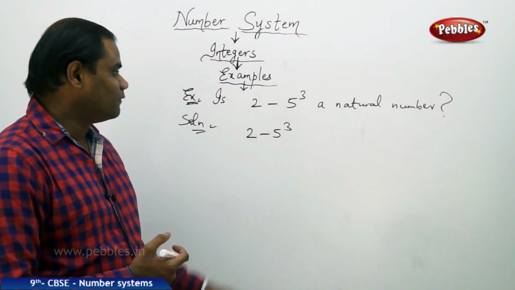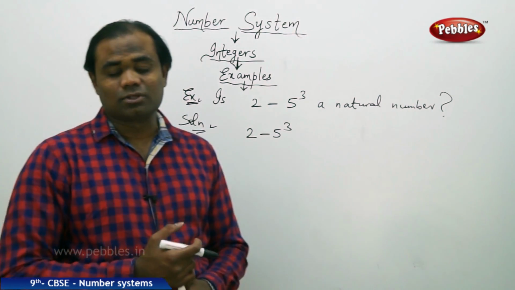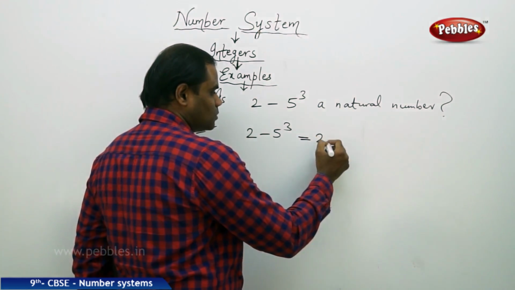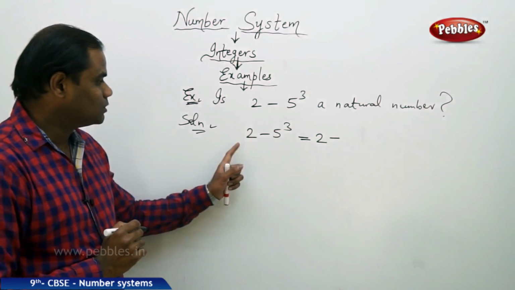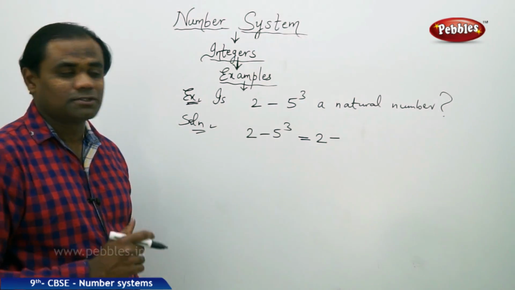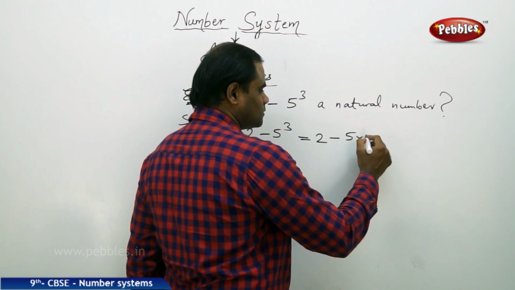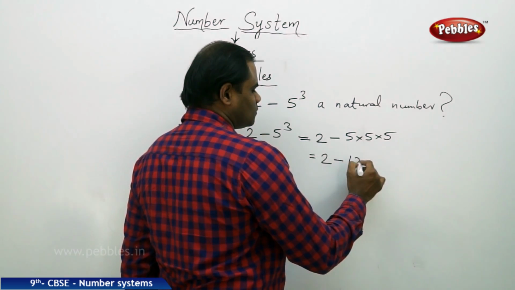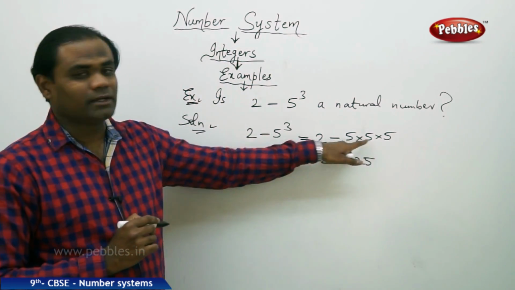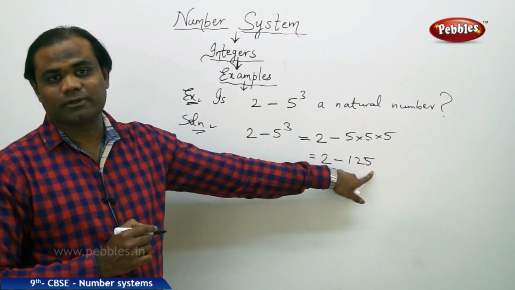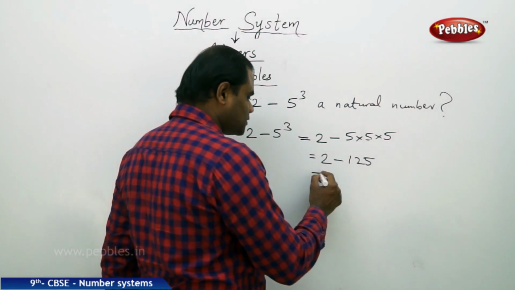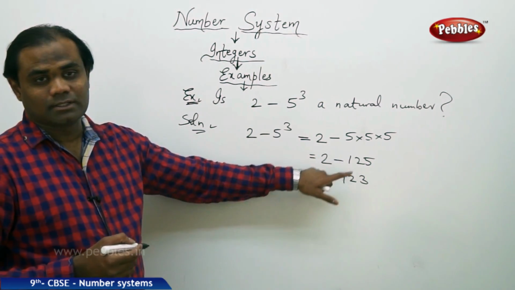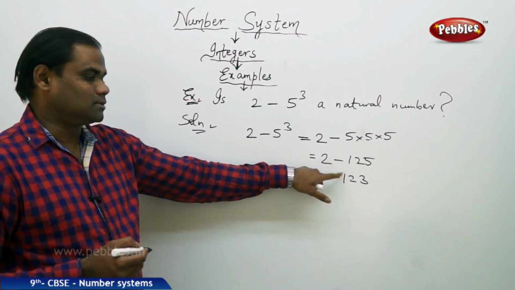For this, we come with the rule that I simplify this to the most simplified form. When simplified, 2 minus 5 cube, where 5 cube is 5 times 5 times 5, comes out to be 2 minus 125, because 5 times 5 is 25 and 25 times 5 is 125. This on further simplification gives minus 123, negative 123 is the final simplified answer for this.